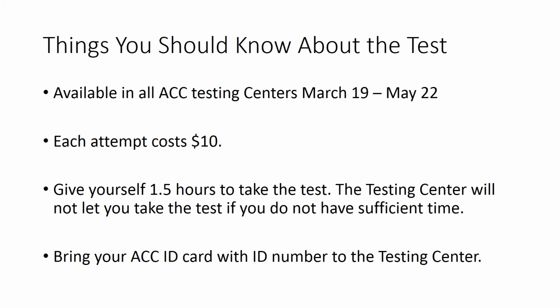Here are some other things you should know about the test before you go in. It is available in all the ACC testing centers. It won't be available this semester until March 19th, and it will be available through May 22nd. So if you're planning to take A&P in the summer or in the fall, you'll want to take it as soon as you can, but you can't start taking it until March 19th. Now you get 3 attempts at this test per semester. Each attempt will cost you $10. But basically you have 3 tries to pass that test so you can sign up for A&P.